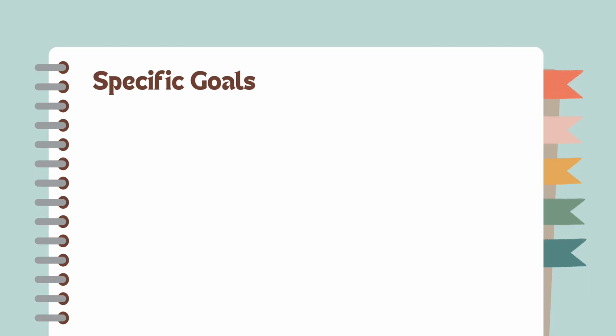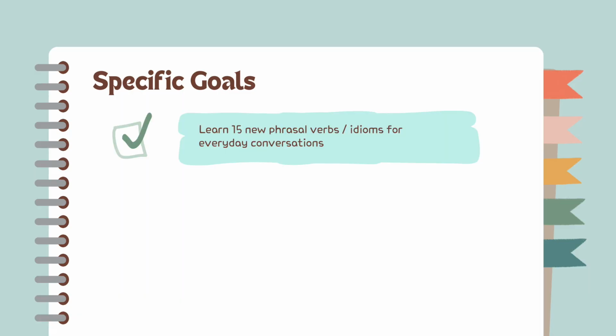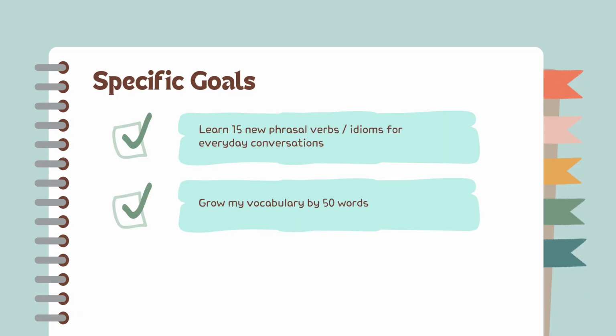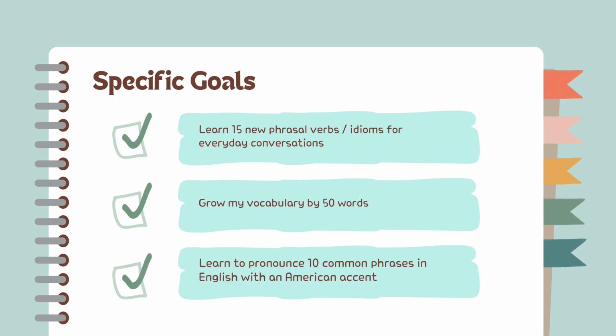Now it's your turn. Write down a specific goal for yourself. It can help to include numbers if possible, so it's easier to break your goal down in the next step. Your goal might sound something like this. Learn 15 new phrasal verbs or idioms for everyday conversation. Grow my vocabulary by 50 words. Learn to pronounce 10 common phrases or sentences with an American accent. Write it down and feel free to share your specific goal in the comments. Let's keep going. Next up is M.